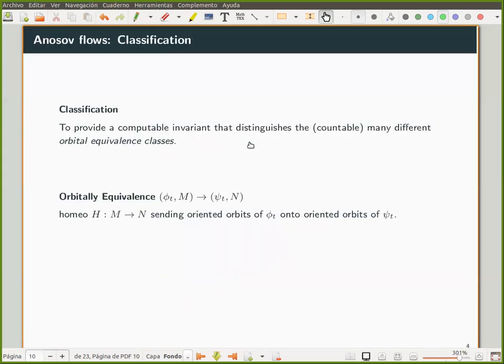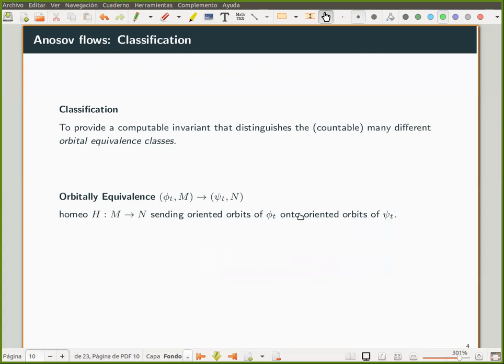About classification of Anosov flows, let's say that two flows in three-manifolds M and N are said to be orbitally equivalent if there exists a homeomorphism from M to N, which sends oriented orbit segments of the first flow onto oriented orbit segments of the second flow.